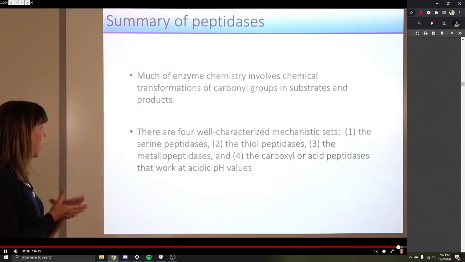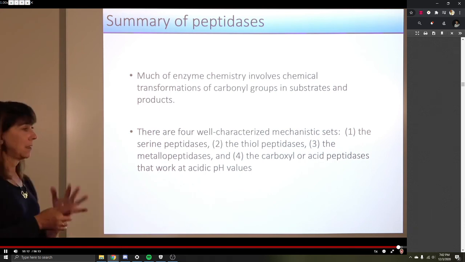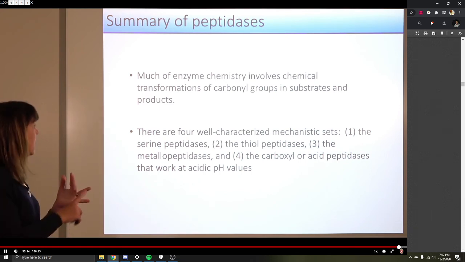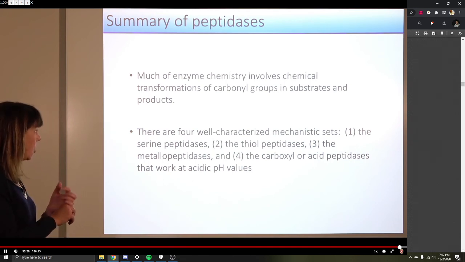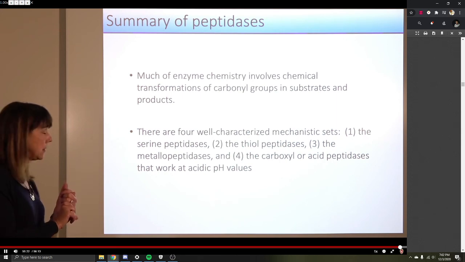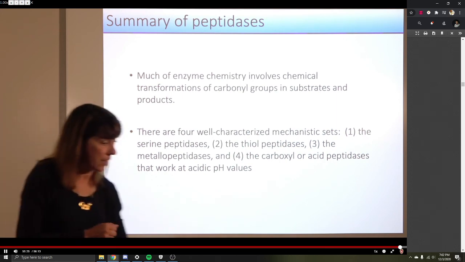There are four well-characterized mechanistic sets: the serine peptidases, the thiol or cysteine peptidases, the metallopeptidases, and, as I said, in the last lecture we'll talk about the carboxyl or acid peptidases, and they work at acidic pH values.